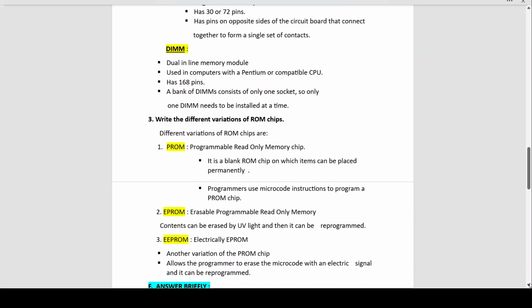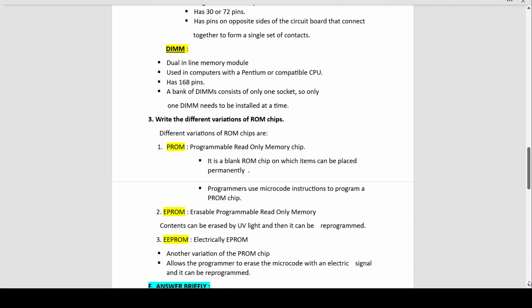Now, write the different variations of ROM chips. What are the different variations of ROM chips? PROM, EPROM, and EEPROM. Now, what is PROM? Programmable read-only memory chip. EPROM, erasable programmable read-only memory. And EEPROM is electrically EPROM. Now, PROM is a blank ROM chip on which items can be placed permanently. Programmers use microcode instructions to program a PROM chip.